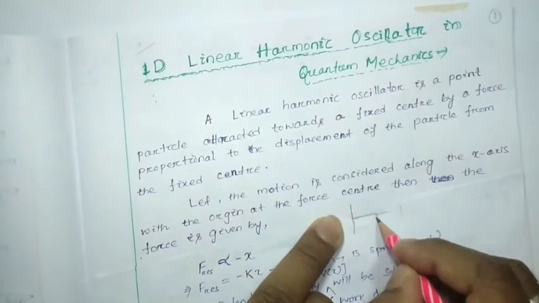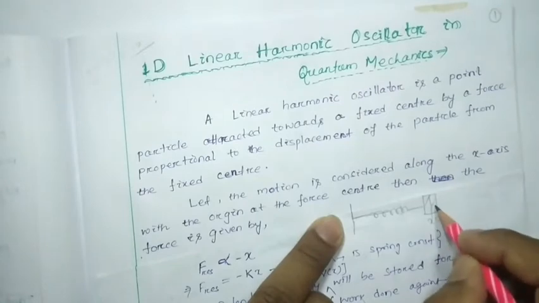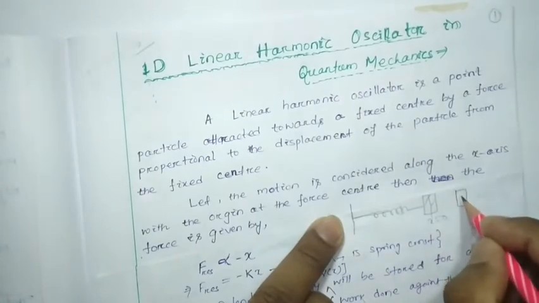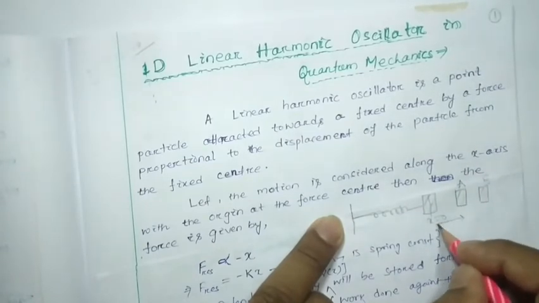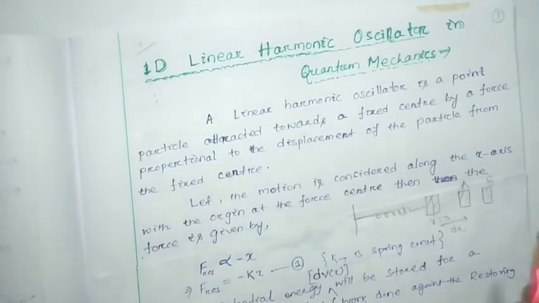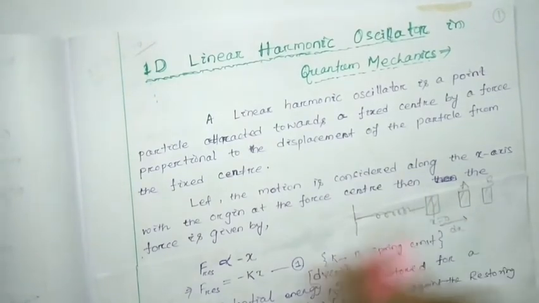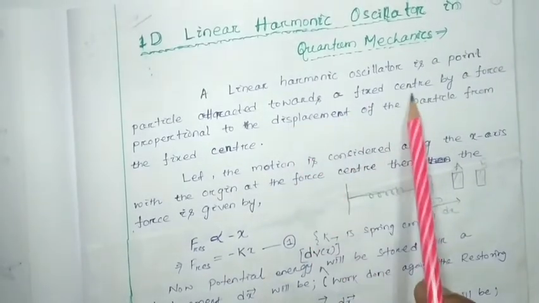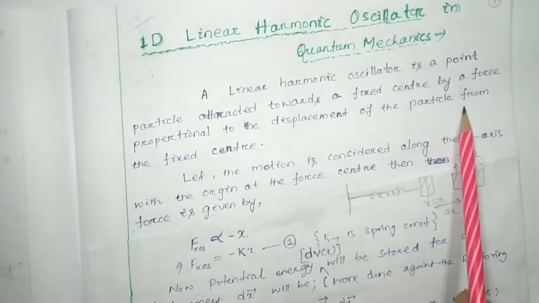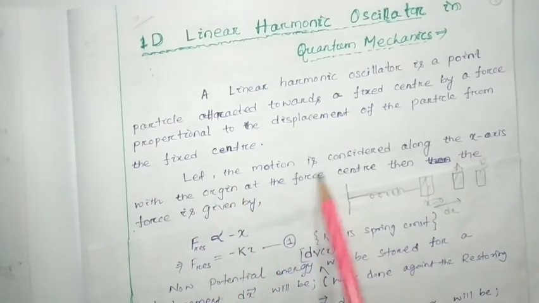So this is the spring, and this is the mass, and this is x equal to 0, and this is situation A, and this is situation B. Let this distance be dx, like this. You just draw this figure, it will be better. If the displacement is on this side, the restoring force direction will be on this side. We discussed that. You just draw this figure, it will help you to follow these lines. Okay, towards a fixed center by a force proportional to the displacement of the particle from the fixed center, and let the motion be along the x-axis.